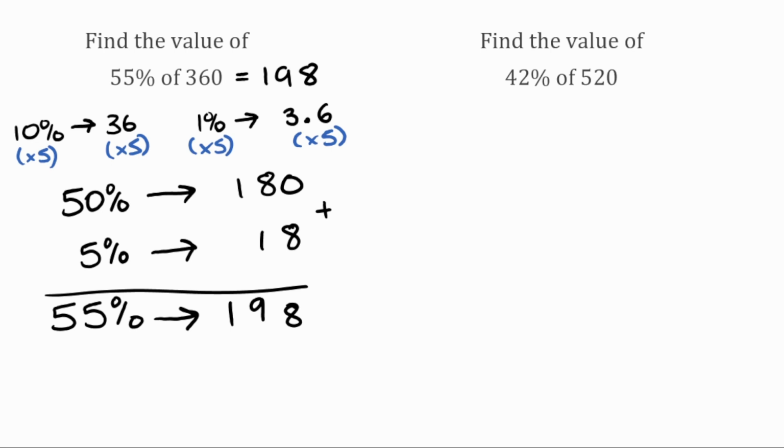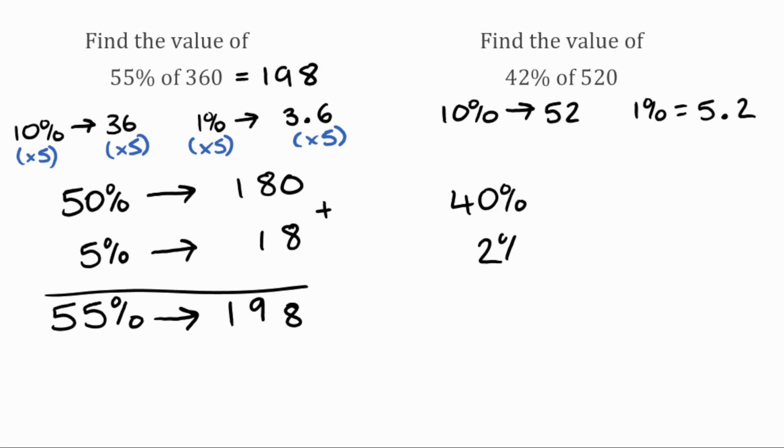Okay, and for our final question, we've got 42% of 520. So to begin with, we're going to find our 10% by simply taking our 520, dividing by 10, that would give us 52. We're then going to find 1% by dividing by 10 again, so 52 divided by 10 would give us 5.2. We're then going to split our 42% up into 40% and 2%. So to begin with, we're going to find what 40% is. Well, we know 10%, so we're just going to multiply that by 4, which means we're going to do the same to the 52. So 52 multiplied by 4 would give us 208.